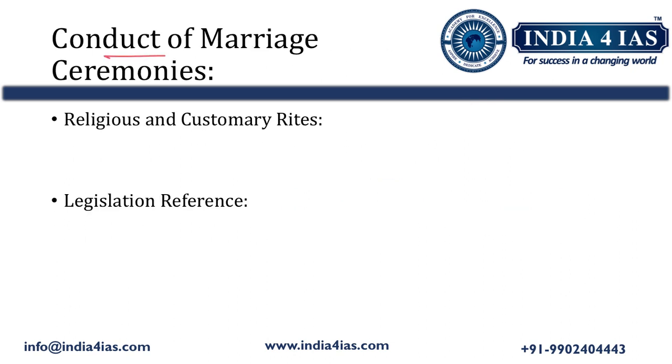With respect to the conduct of marriages, the code has the following provisions. The code says that marriages can be conducted in accordance with the various religious and customary rites. The code also mentions various legislations with reference to the conduct of marriage ceremonies, and these legislations are the Anand Marriage Act 1909, Arya Marriage Validation Act 1937, the Special Marriage Act 1954.